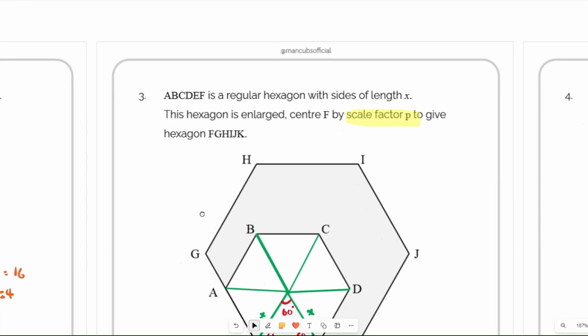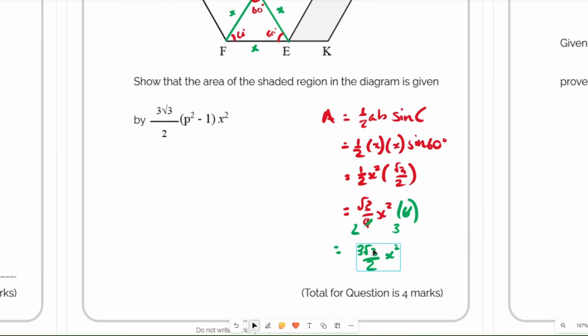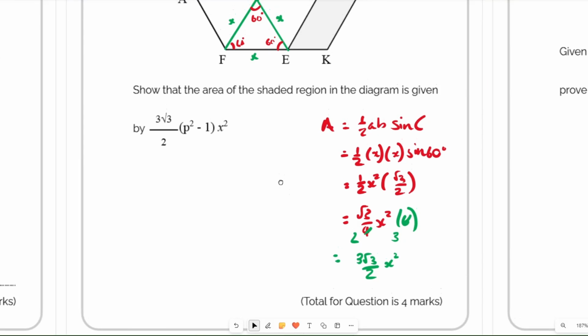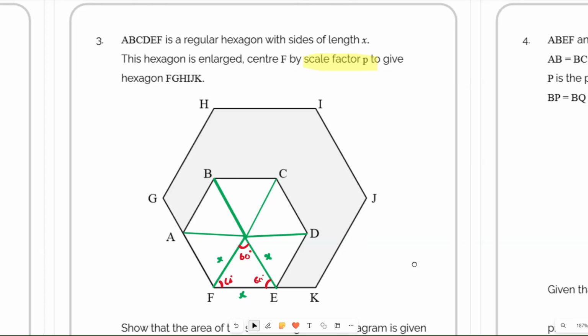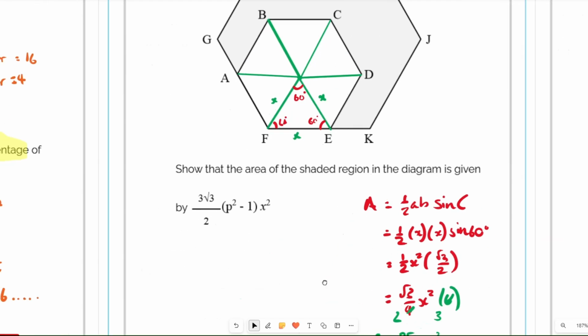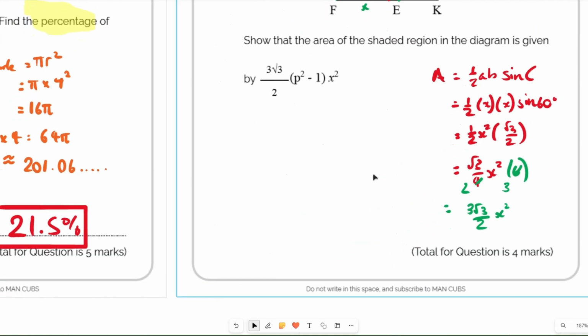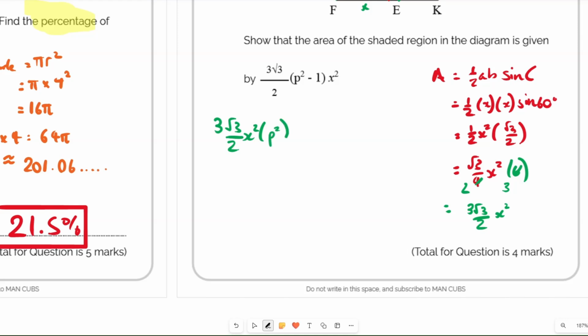So you might just be tempted to take p and multiply it by that, but that's not how it's going to work, is it? Because we're looking at area, it's going to be p squared. There are actually 2 ways I'm going to show you. I'm going to show you this first method here. So if we take 3 root 3 over 2 x squared and multiply it by p squared, we're just going to get 3 root 3 over 2 x squared p squared.